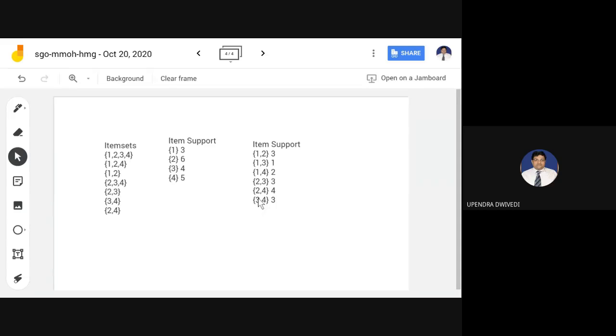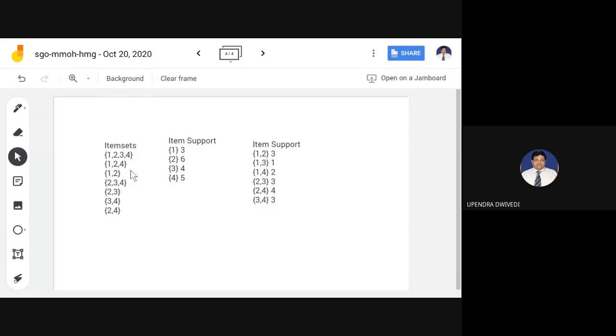Now we are counting their occurrences. The next item set is 1 comma 3. 1 comma 3 has only one occurrence, there are no other occurrences of 1 comma 3, so we just write 1. Now we'll go for 1 comma 4. 1 comma 4 has two occurrences, so we just write 2.